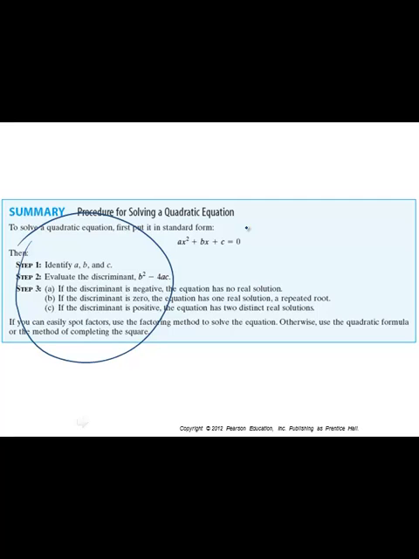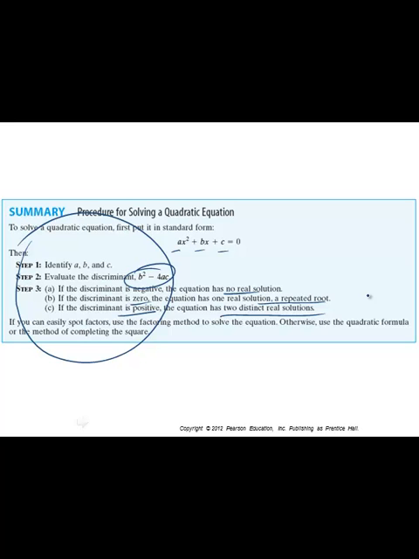Using the quadratic formula, identify your coefficients a, b, and c. Take a look at your discriminant. Is it positive, negative, or 0? That'll tell you how many solutions to expect. If the discriminant is negative, then there's no real solution. If the discriminant is 0, there's one unique real solution. If the discriminant is positive, then there will be two distinct real solutions.